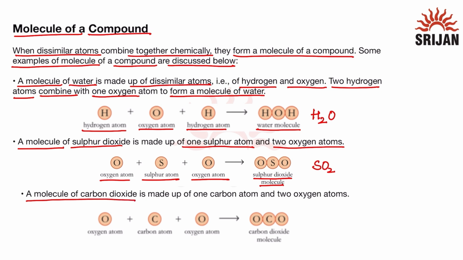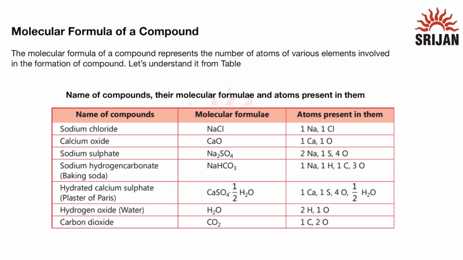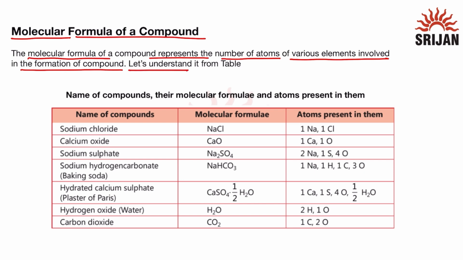Now, a molecule of carbon dioxide is made of one carbon atom and two oxygen atoms. If we take one oxygen atom and it combines with one carbon atom and another oxygen atom, it will form a carbon dioxide molecule that is represented as CO2. That means one atom of carbon and two atoms of oxygen are present. Now let us read about the molecular formula of a compound. The molecular formula of a compound represents the number of atoms of various elements that are involved in the formation of the compound. Let us understand it from the table.